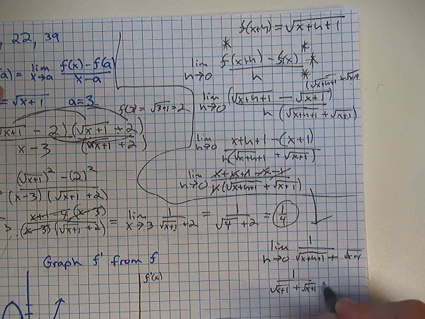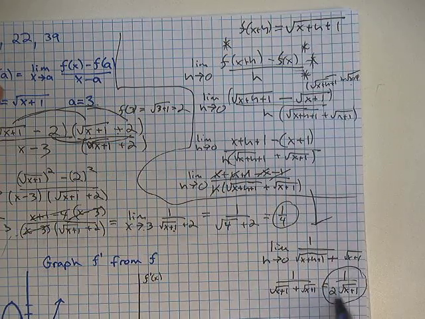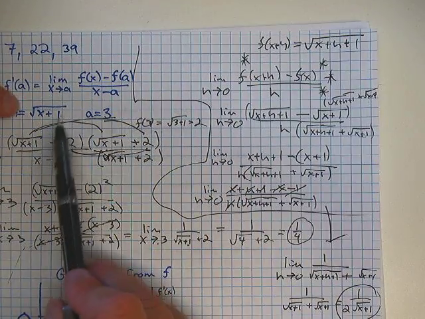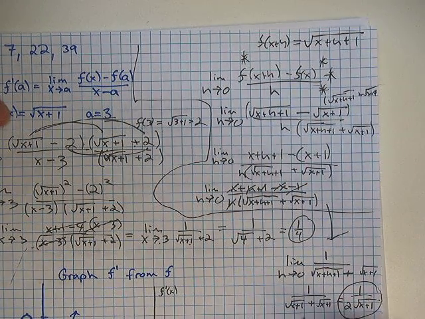Now I can plug in h is 0, I get 1 over the square root of x plus 1 plus the square root of x plus 1, which is 1 over 2 square root of x plus 1. So that's the derivative of this function right here, square root of x plus 1.